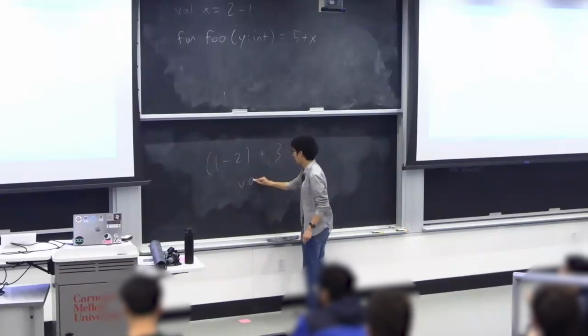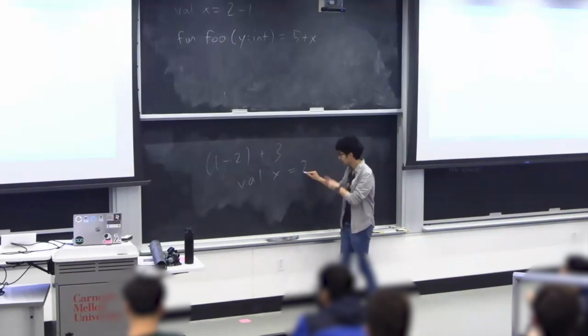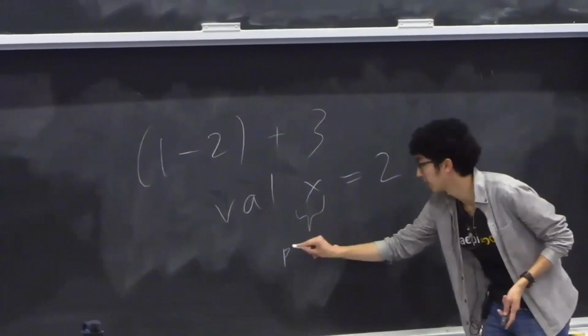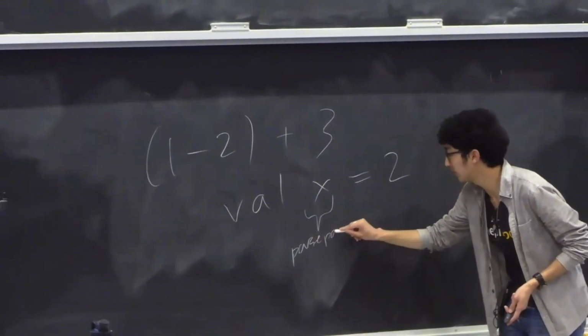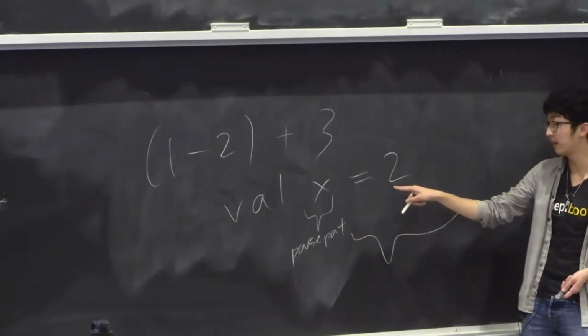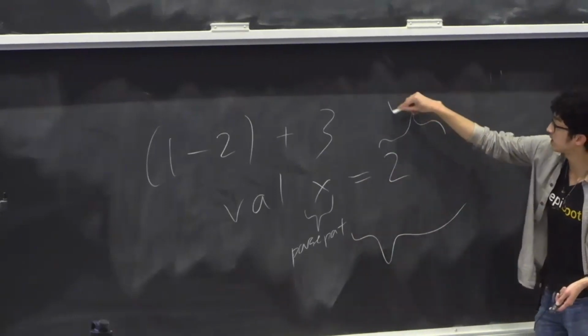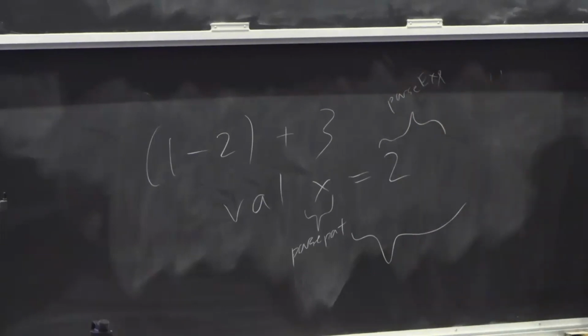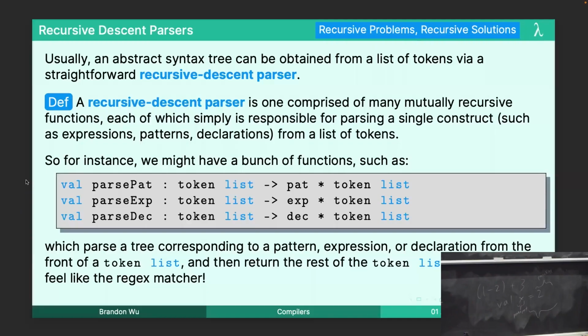So if I had val x equals 2, when I call parse pat, I'm going to parse this guy with parse pat. And it's going to return to me the rest of the list of tokens such that I can get the equals, and then I can call parse exp on this guy as well. It's actually very much like the regular expression matcher that you saw. Remember, we bit off a string that corresponded to a regex. Similar things happening here, but we're biting off strings that represent programs or exps or pats.